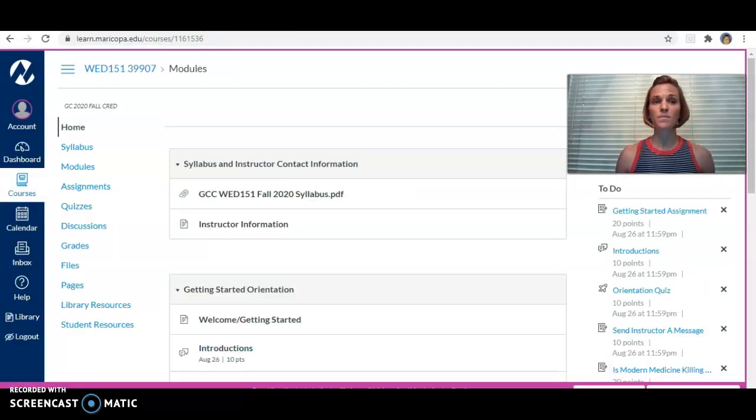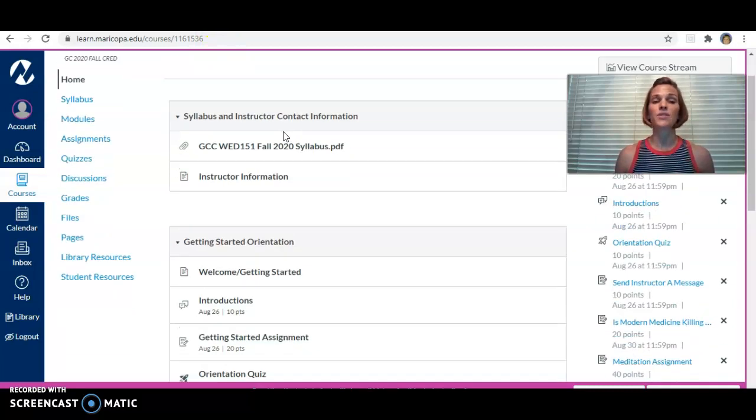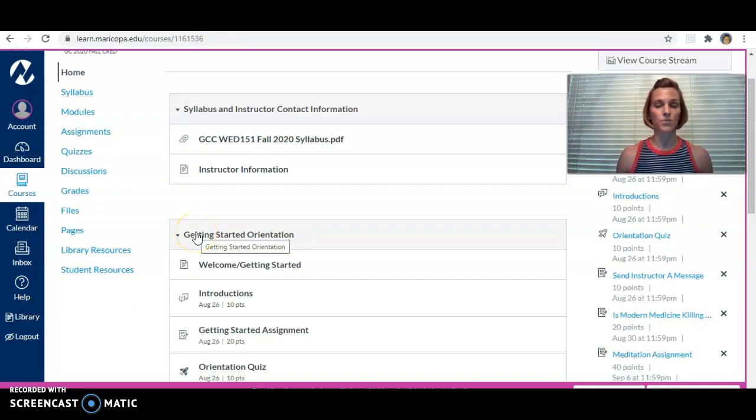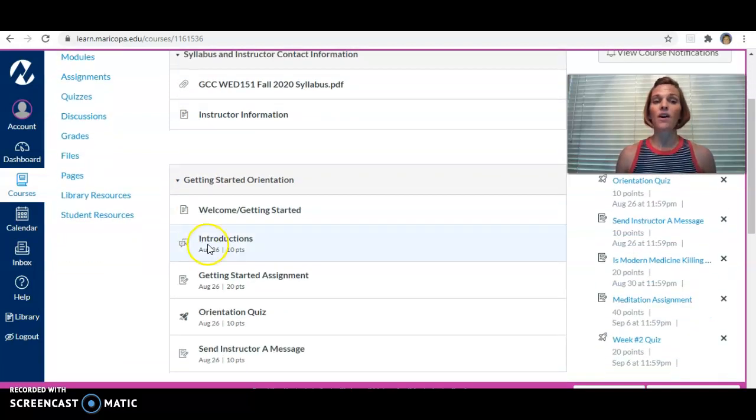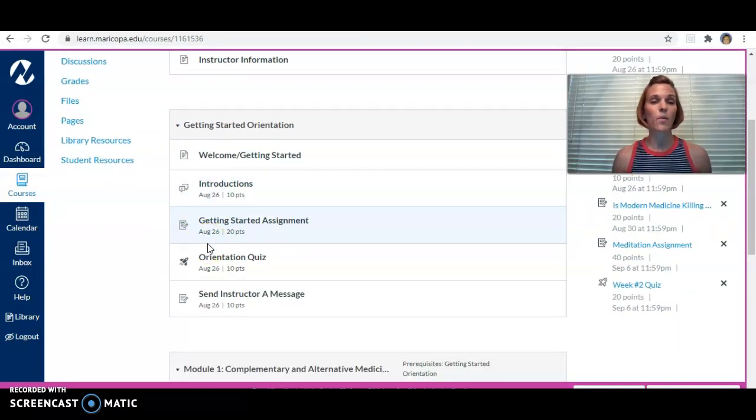After you've purchased your textbook, you want to pay special attention to the Getting Started orientation module within Canvas. There are 4 assignments that I'd like you to complete by Wednesday of this first week. One is an introduction, a Getting Started assignment, an orientation quiz, and then to send me, your instructor, a message. All of these assignments should take you less than 10 minutes to complete, and they're really just to make sure that you understand how to use Canvas correctly in the format in which it will be used throughout the semester.